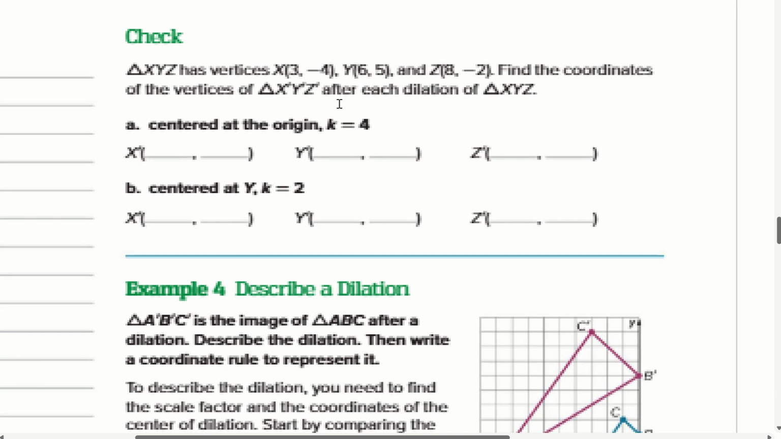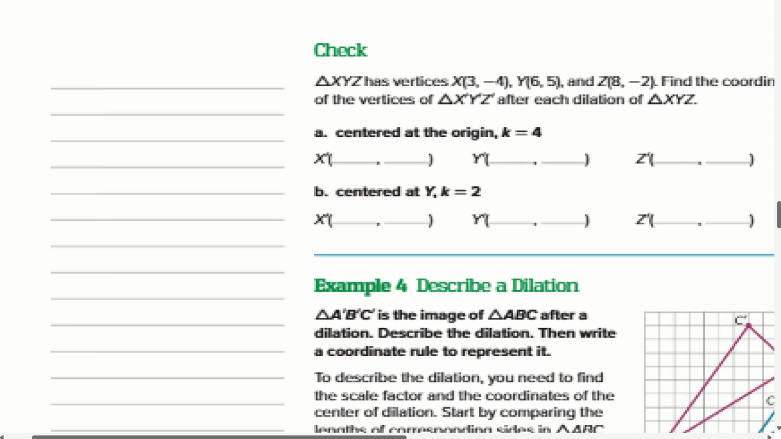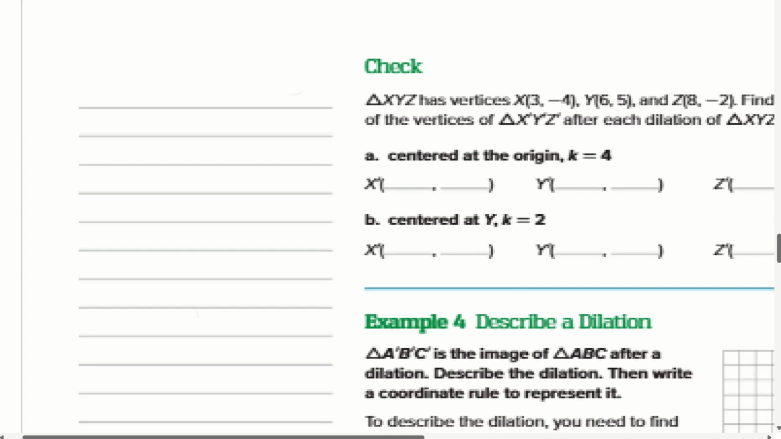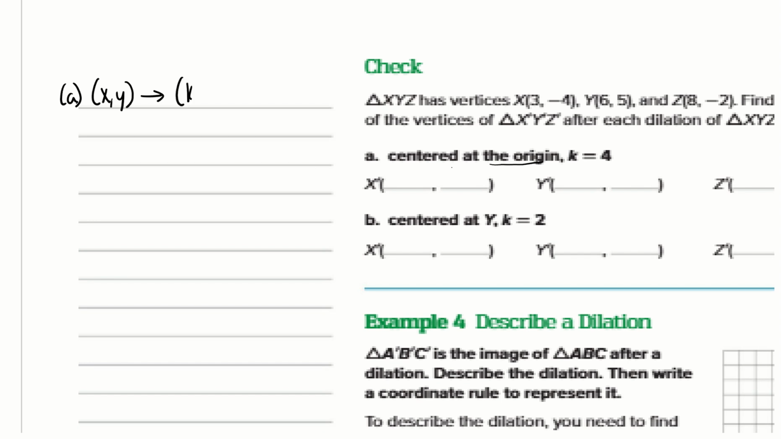All right, so let's do the check. Hopefully you paused the video and gave it a try, as I mentioned earlier. So again, we're going to need to show our work, do the math. We know the formula, right, because they gave it to us. Now it says we're centering at the origin with k equals 4. So, all right, remember the formula for origin: (x, y) maps to (kx, ky). Really simple, just multiply the coordinates by k.